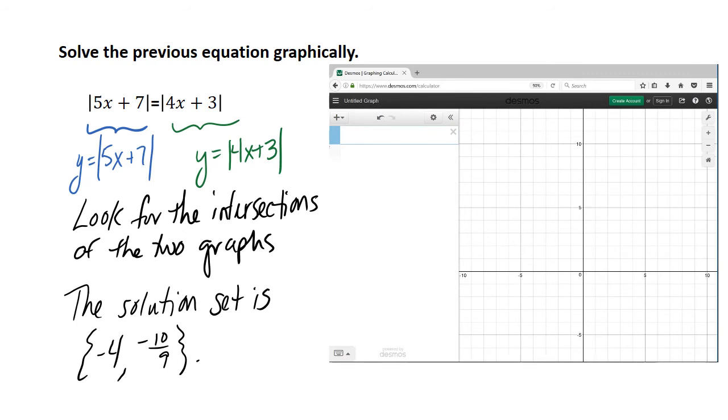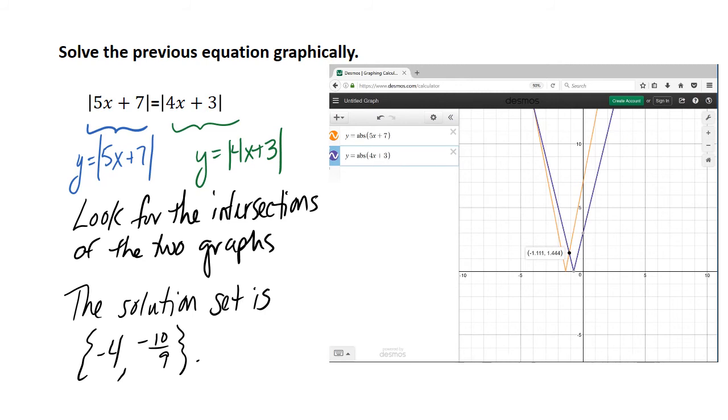All right, so let's graph this equation to find our solution. Now remember, we want to graph each side. Y equals the absolute value, ABS for short, of 5x plus 7. So there's our first side, our left side. Our right side will be y equals absolute value of 4x plus 3. So we can actually see that they definitely cross here. That would be at -1.11111.